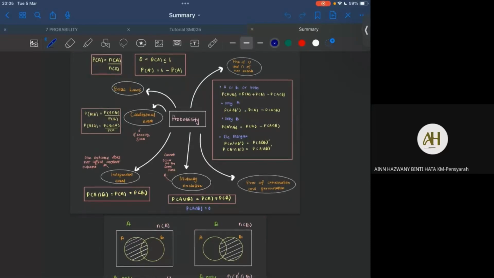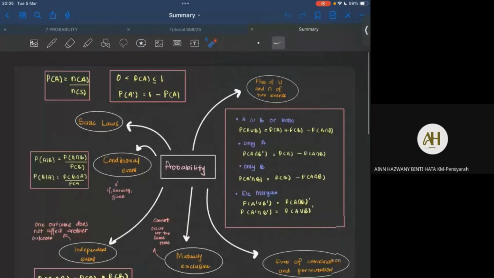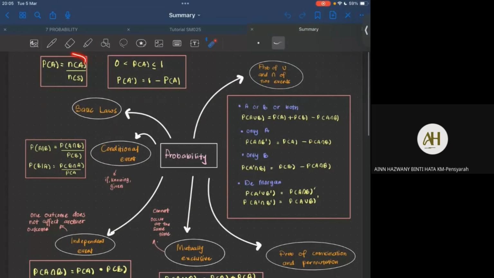So probability, so kita basically dah tengok basic laws of probability. Basic laws tu including semua formula kita lah. So setakat ni ada berapa formula yang kita dah tahu. Kita tahu cari probability, number of event kita divided by number of sample space, keseluruhan lah, senang cerita. And then kita tahu probability kita total mesti 1. So untuk dapat yang not the event, 1 tolak dengan probability of event kita.